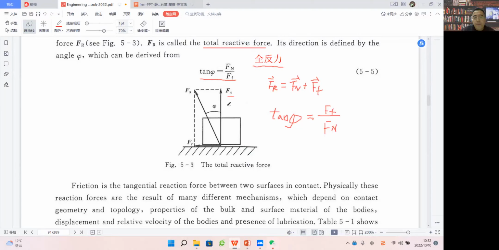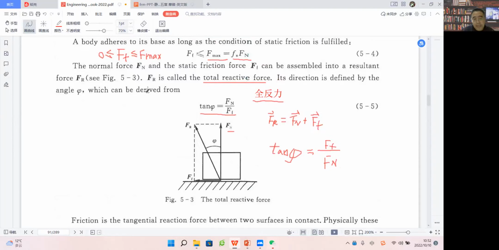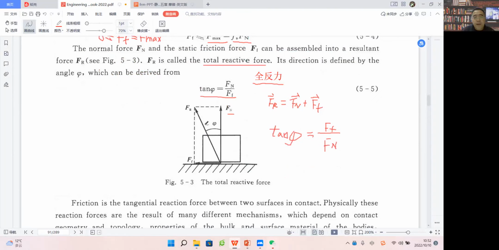Suppose that Fn will always equal the gravitational force of this box, so its direction and magnitude will keep the same. So we can say actually Fs will go from 0 to F max. So you will see if Ff equals 0, then tangent phi will equal 0. So the direction of Fr will have intersect angle phi equals 0, right? And when Ff reached its maximum value, F max, you see?